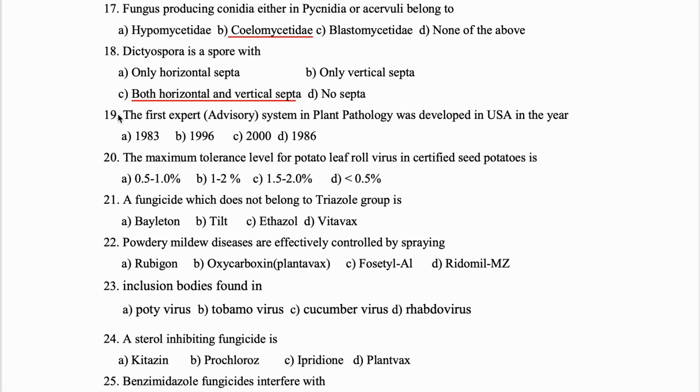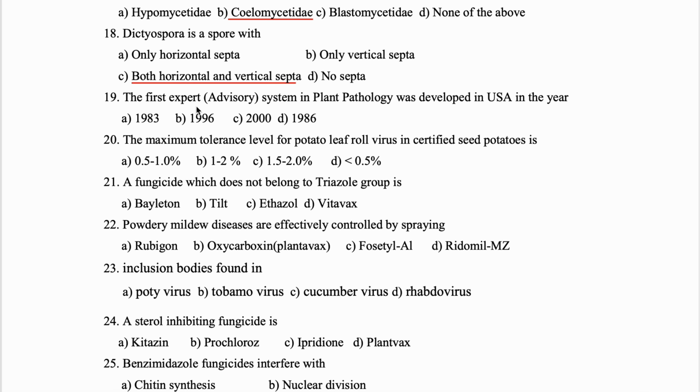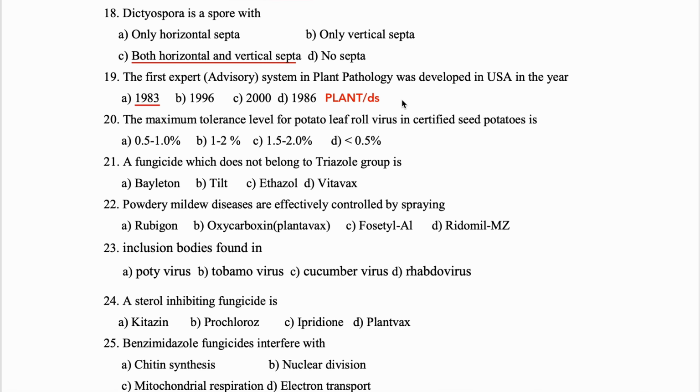Okay. Next, question 19. The first expert system in plant pathology was developed in USA in the year it is 1983. But do you know what is the first expert system? The first expert system, it is actually named, I'll try to write it here, that is PLANT/ds. Okay, and it was used in soybean.